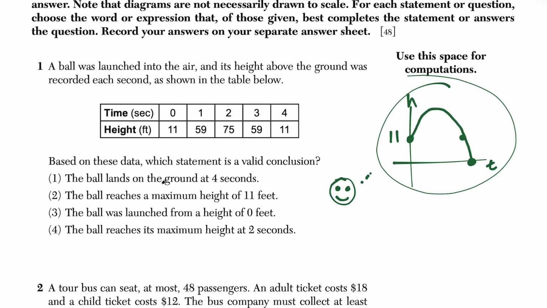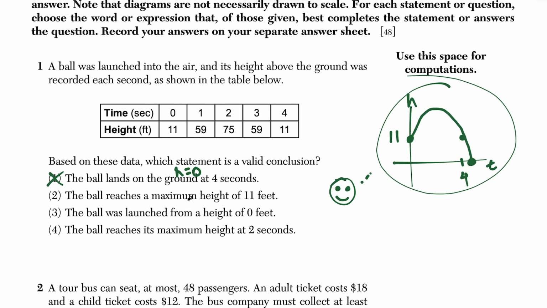So now I go to the answer choices. The ball lands on the ground at 4 seconds. Well, notice at 4 seconds, so if I put 4 over here, that the ball is 11 feet in the air. So that wouldn't make sense because the ground would represent when the height is equal to 0, and at t equals 4, the height is 11. So 1 is not the answer.